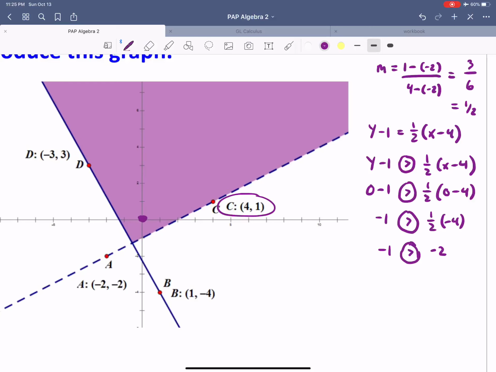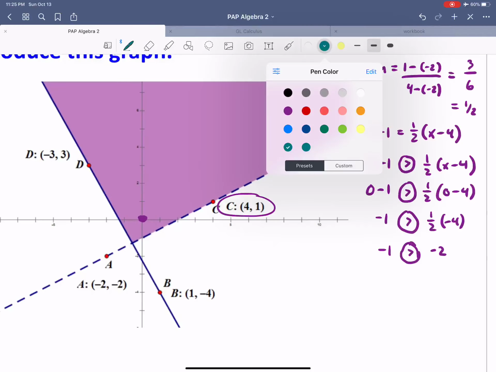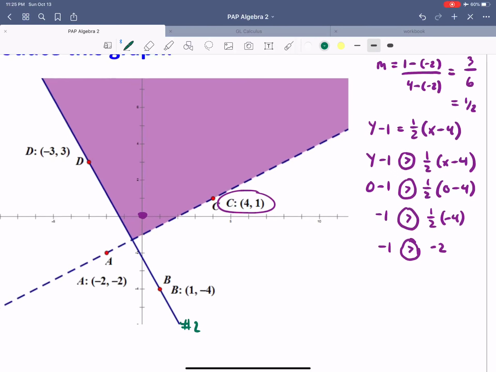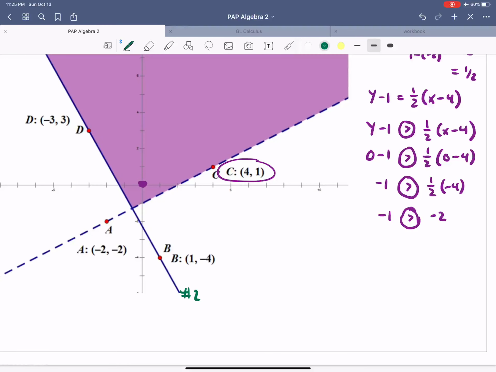Now I'm going to repeat the same process for equation 2. Why don't you go ahead and pause the video and try to find an equation for the boundary line number 2. Okay, if you tried that, same process, we're going to find the slope first. That's going to be negative 4 minus 3 all over 1 minus negative 3. That gives me negative 7 on the top and positive 4 on the bottom, so negative 7/4.